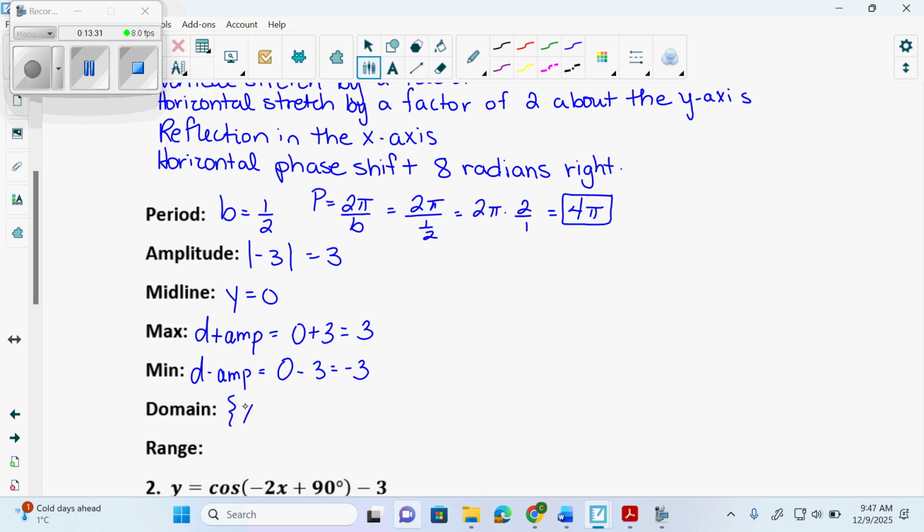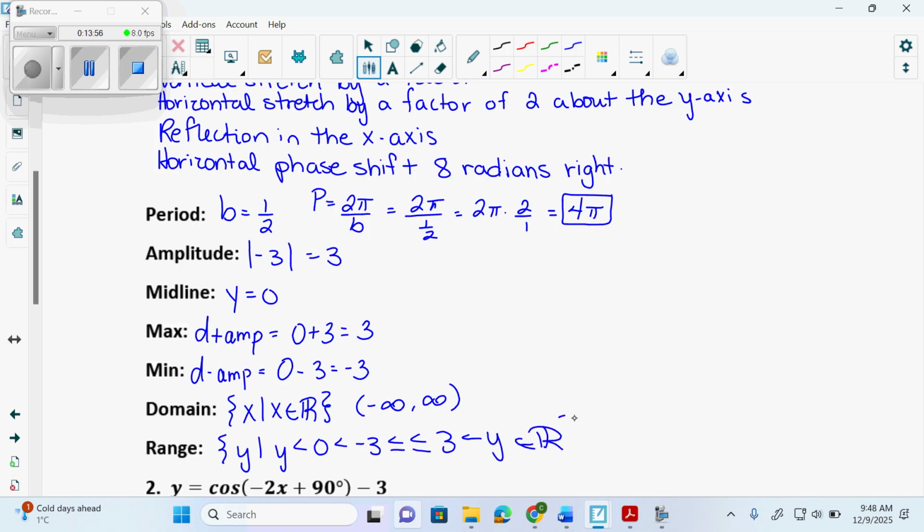Domain, x such that x is an element of the reals, negative infinity to positive infinity. Range, you also cannot write your range how you feel. You can't be like, I like y less than 0, less than -3, less than or equal to, less than or equal to 3, less than y. Done.